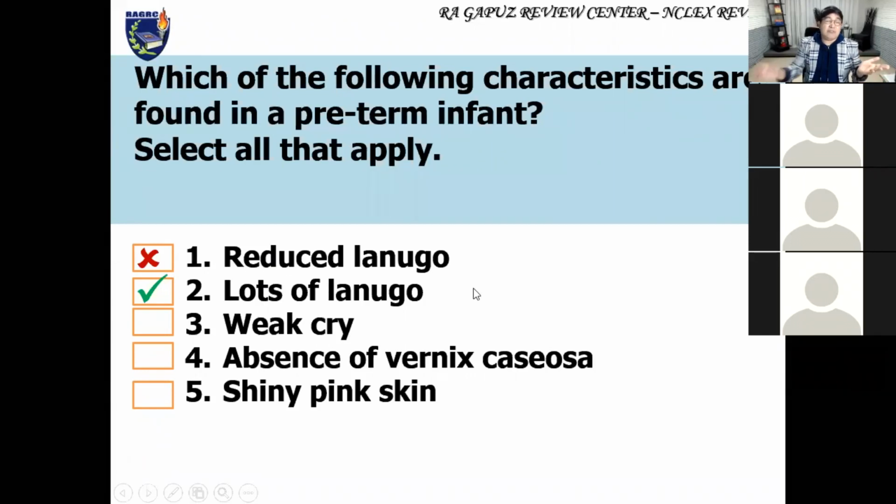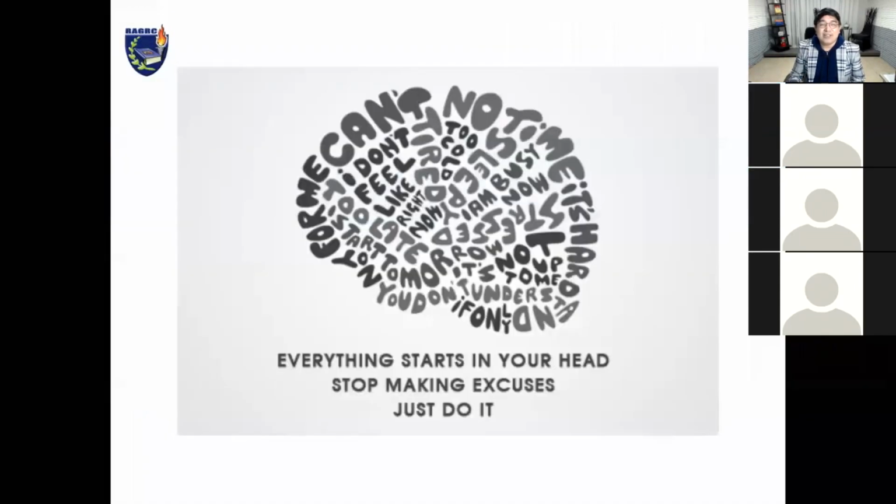But that's what is difficult, just like in life. When you have two suitors left, you wouldn't know whom to give your yes answer to, right? So weak cry, yes. And then absence of vernix caseosa, once again, this is for the postterm. We're talking of the preterm. And shiny pink skin, yes, that's characteristic of the preterm.